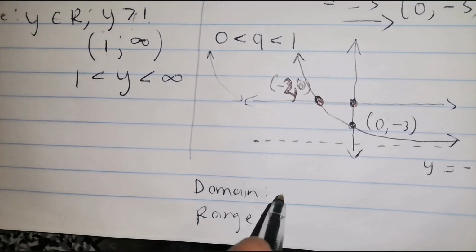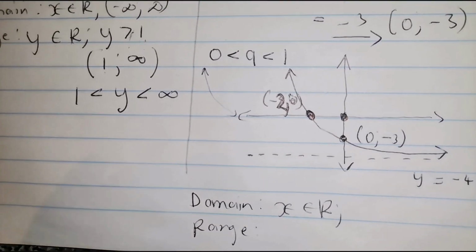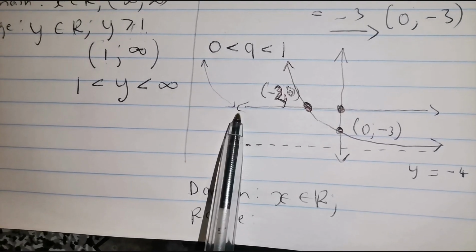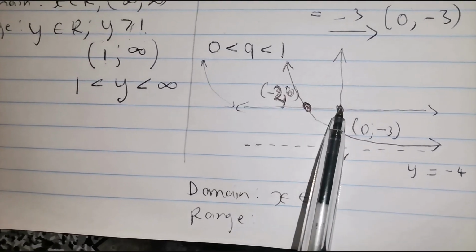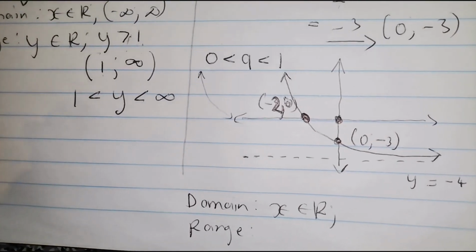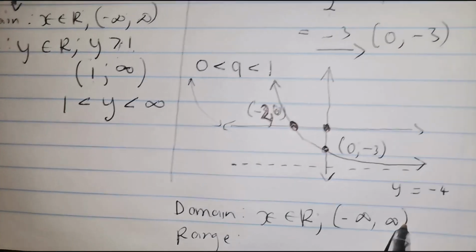Domain are all x values that are real, obviously, because this graph is visible on the x-axis to negative infinity. Also, this graph is visible toward positive infinity. Yes, you're correct, guys. Those values are from negative infinity to positive infinity.